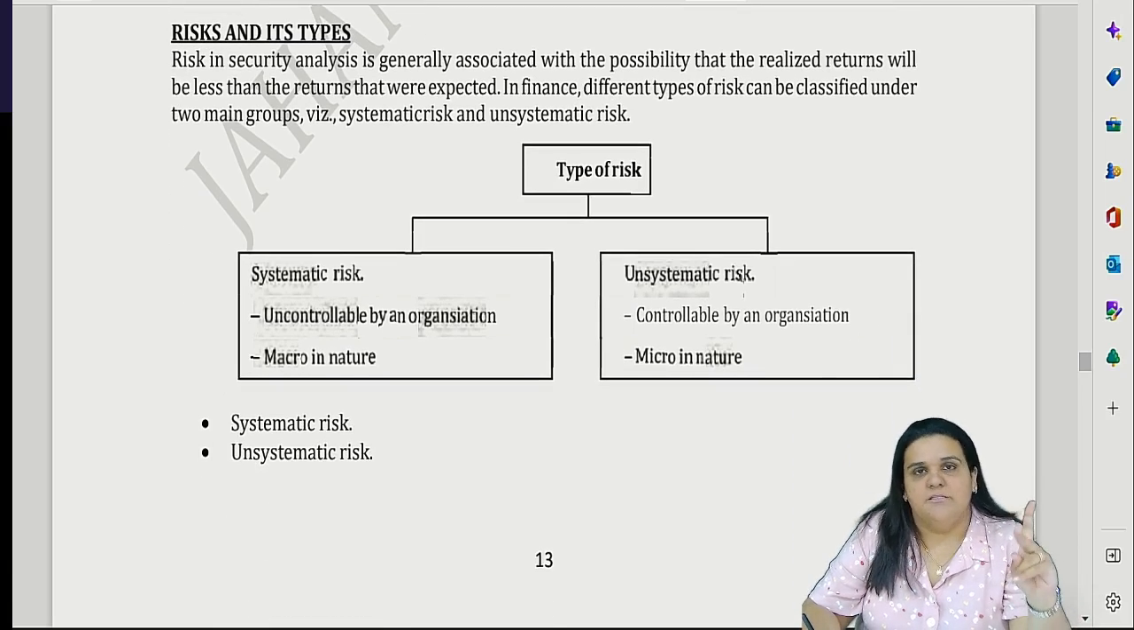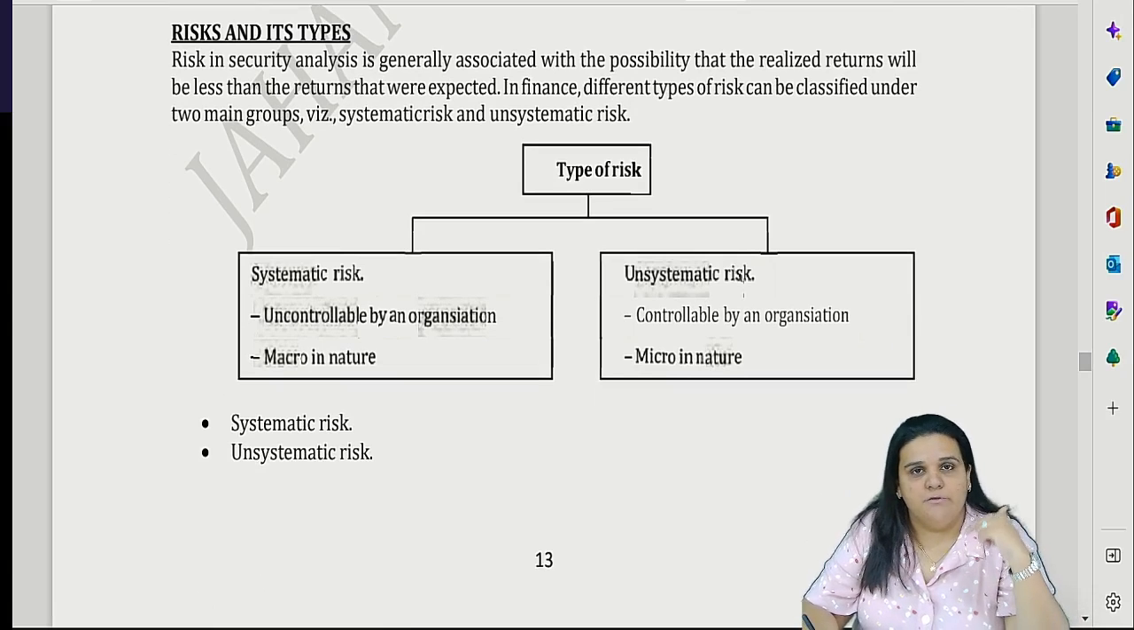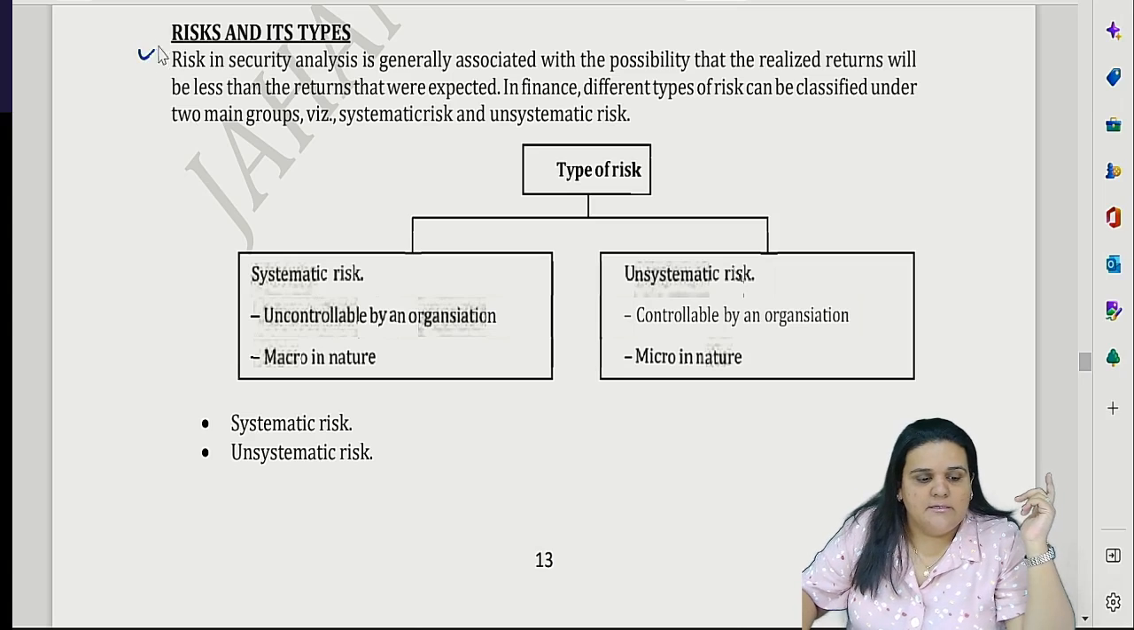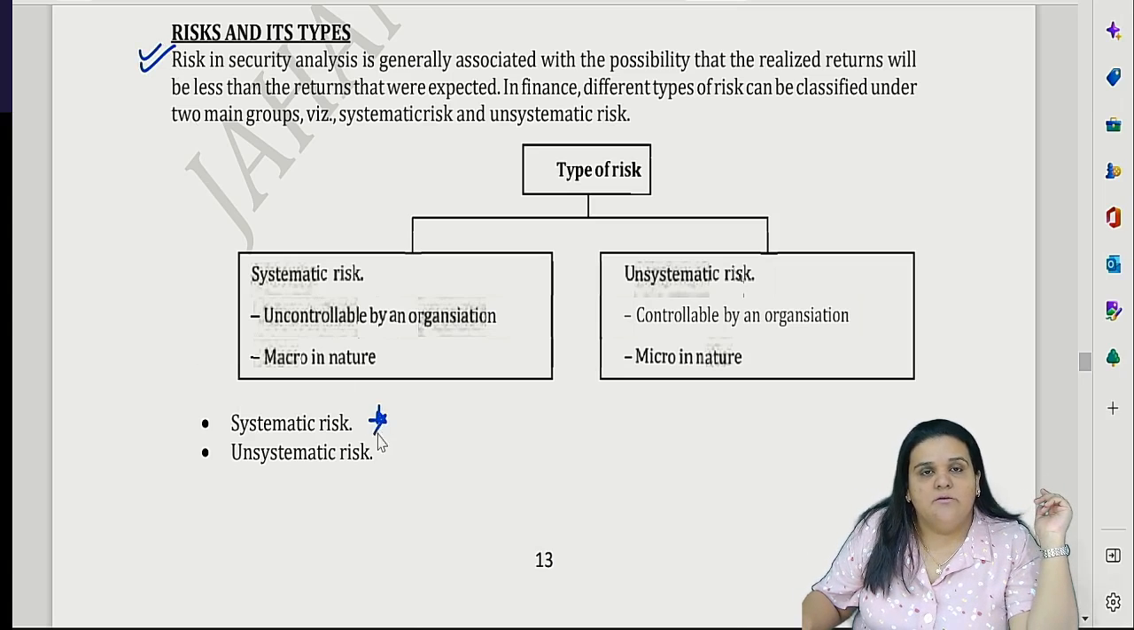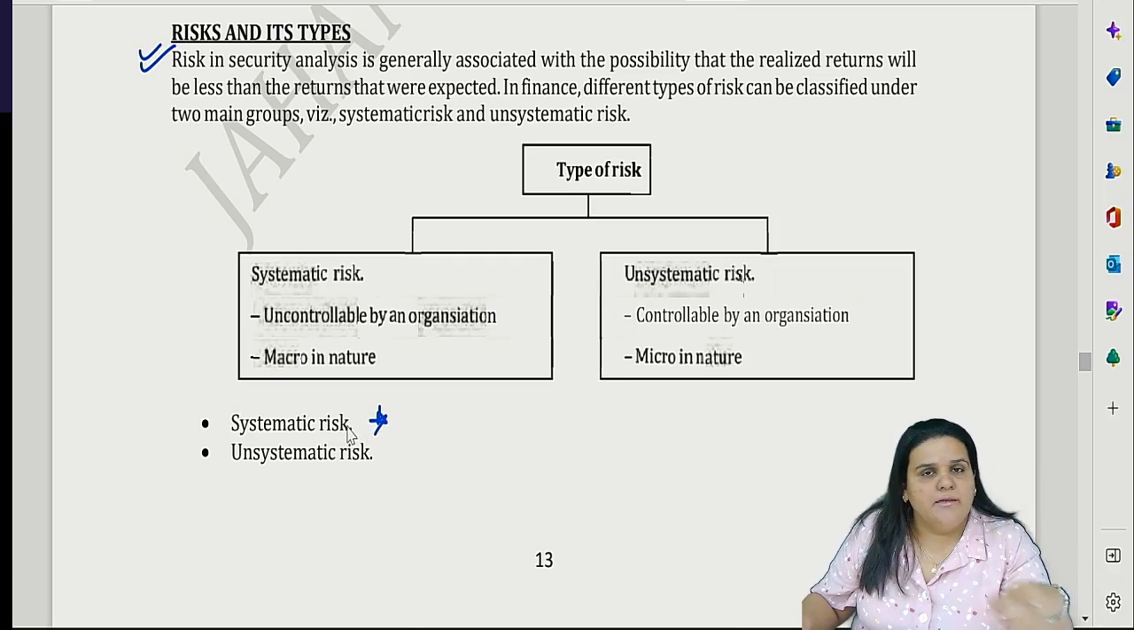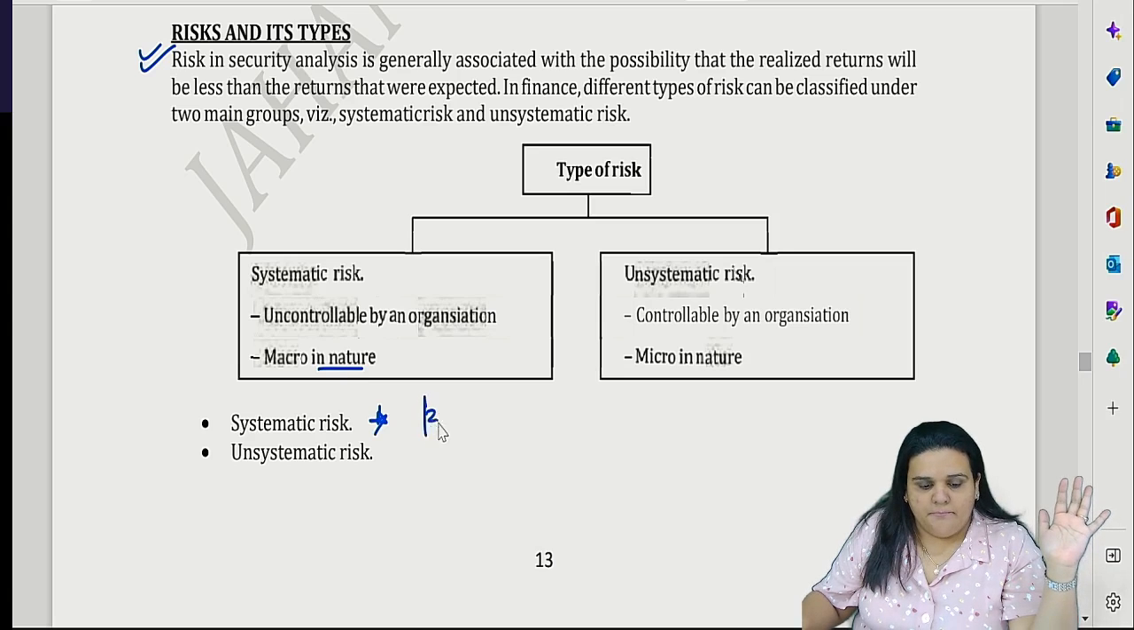There are two types of risk. When I am analyzing a security, obviously I am analyzing the risk. One is systematic risk, which is not under your control. It is under nobody's control. It is macro in nature. It is the beta.